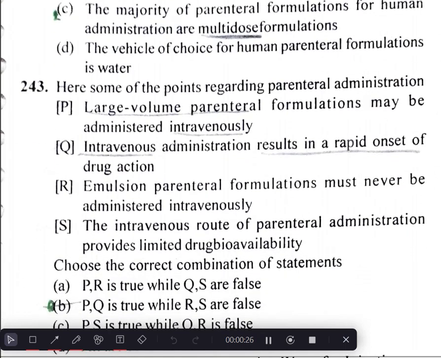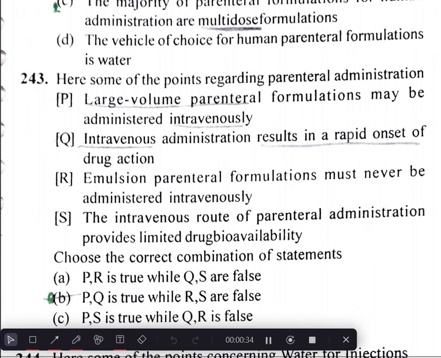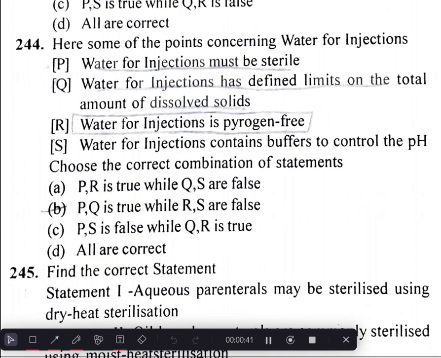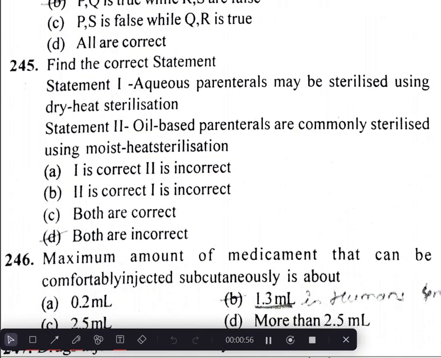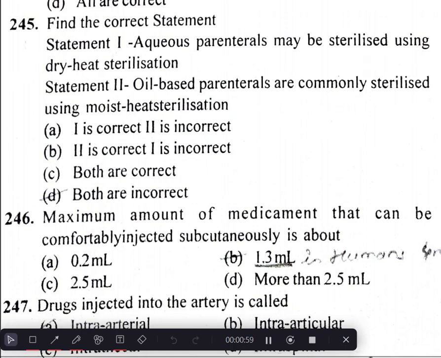Which one is correct? Large volume parenteral formulation may be administered intravenously, and intravenous administration results in rapid onset of drug action. These statements are correct. Here are some of the points concerning water for injections, and which of the following are correct. Water for injection must be sterile, and water for injection has defined limits on the total amount of dissolved solids. These statements are correct. Find out the correct statement, but both of the above statements are incorrect.